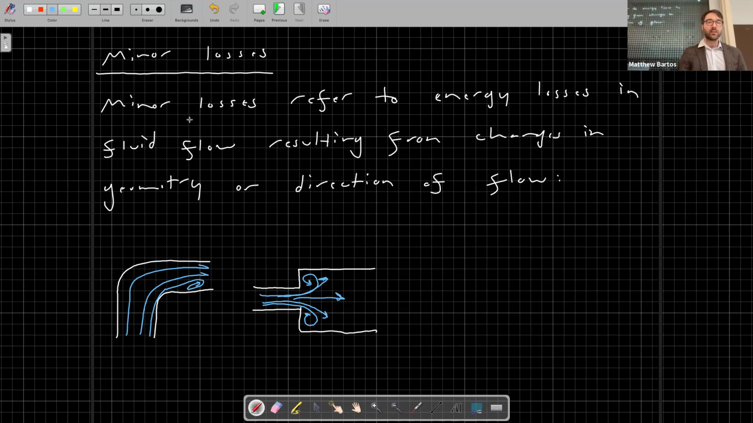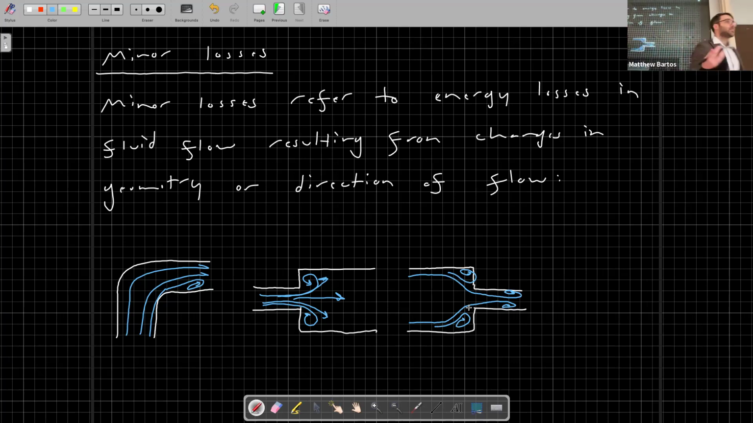losses. On the other hand, you also have contractions, where a bigger pipe goes into a smaller pipe. In this case, you'll also get streamlines that converge. They go into this smaller pipe. You'll get some turbulent eddies forming both on the inside of the smaller pipe, as well as in this stagnation zone where the bigger pipe transitions into the smaller pipe.